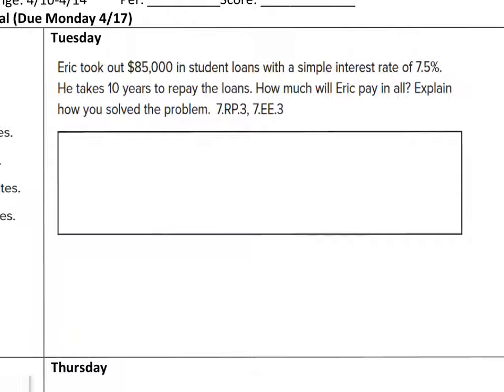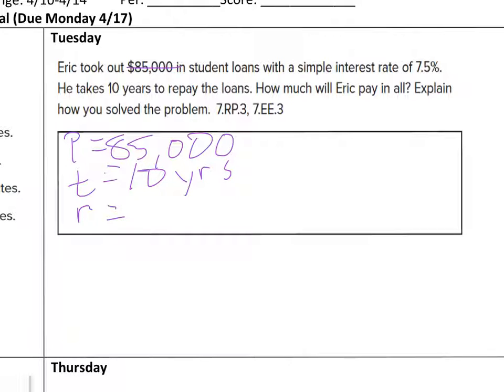So now in this case, if Eric took out that $85,000, we know that's the principal. So P is $85,000. T is in years, so 10 years. And R is the rate, which is 7.5%. And we must use the formula I equals P times the rate times time.